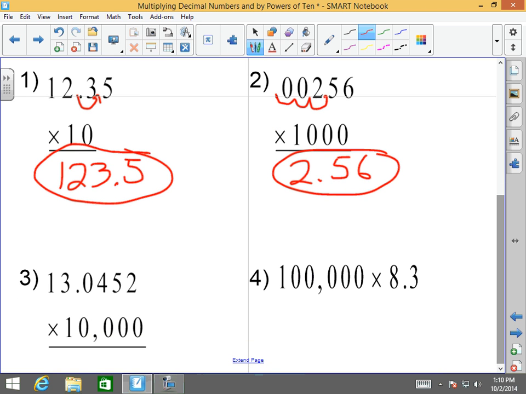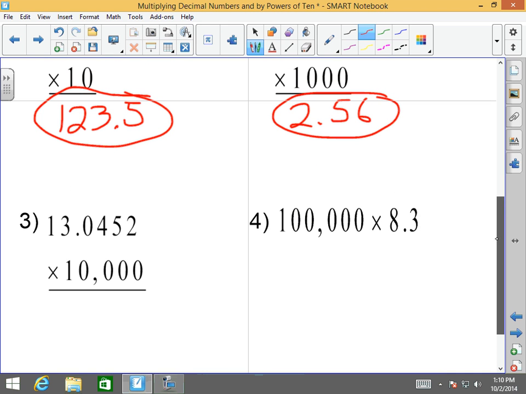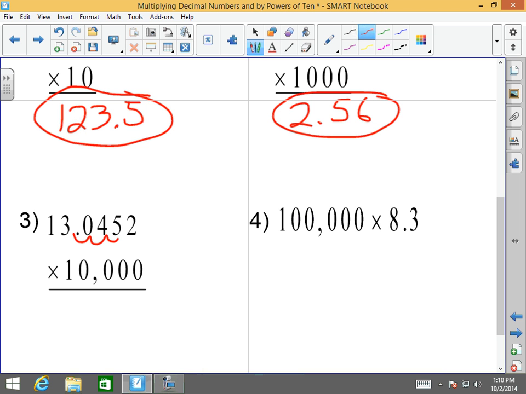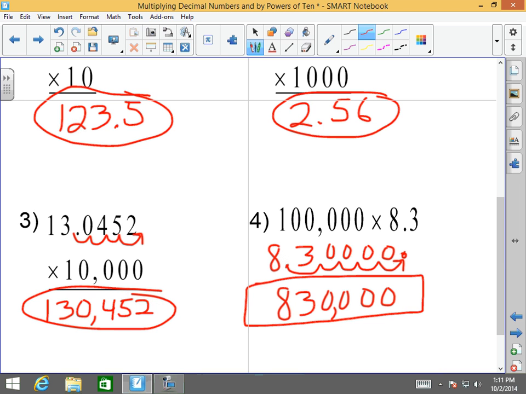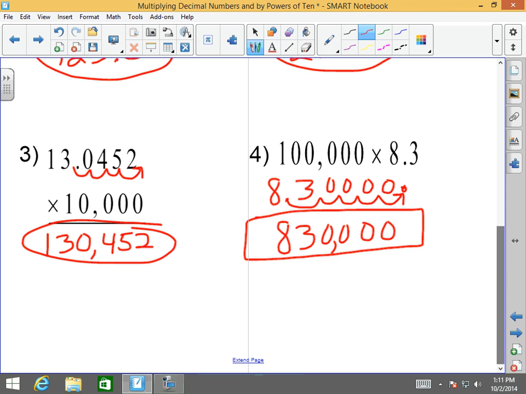Number 3, how many zeros do I have behind the 1? 4, very good. So I'm going to move the decimal 1, 2, 3, 4 to the right, giving me 130,452. Done. Saves a lot of time. How many zeros do I have behind the 1 in number 4? 5. So take my 8.3 and move the decimal 1, 2, 3, 4, 5 to the right, giving me a nice, beautiful number here. And I have 1, 2, 3, 4 blanks, which I must fill in with zeros. So this is 830,000. Does that make sense, my friends? Easy peasy, right?